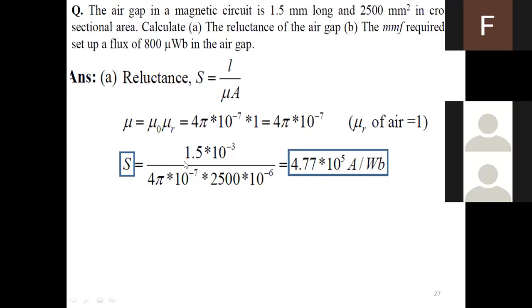If you enter everything directly in the calculator, the answer does not come. That is also one thing. If you enter 1.5 into 10 to the power of minus 3, divide by 4.5 into 10 to the power of minus 7 into 2500 into 10 to the power of minus 6 continuously, you will not get the answer. What you have to do is, for the numerator, take an open bracket and enter this value, then close the bracket and press the divide symbol. Next take an open bracket, enter all this and close it. Next press equal to, and you will get the answer.